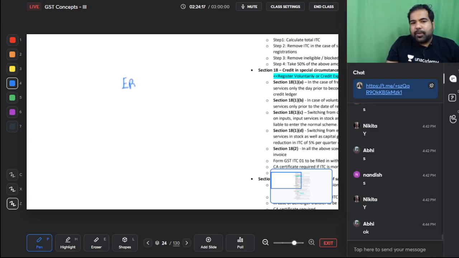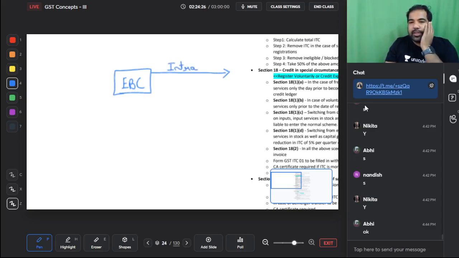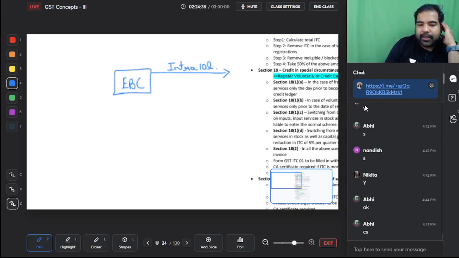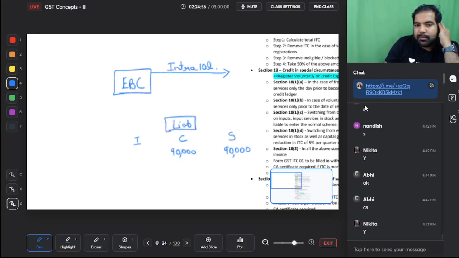Guys, this is an electric bike company and they have made a supply which is intrastate. What kind of GST has to be paid on intrastate? CGST and SGST. Let's say the supply is 10 lakhs and 9% is 90,000. So you have to pay for this month CGST of 90,000 and SGST of 90,000. Is this your liability? Yes. Whenever you supply, it creates liabilities.